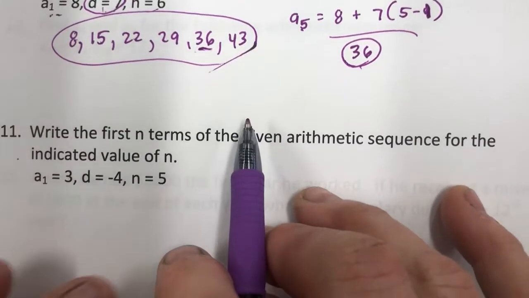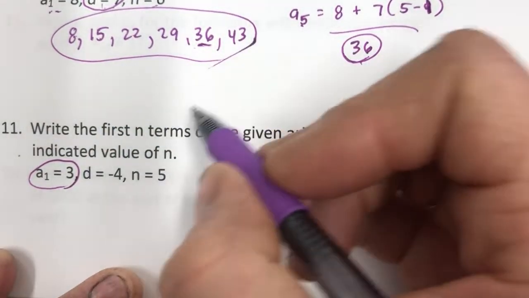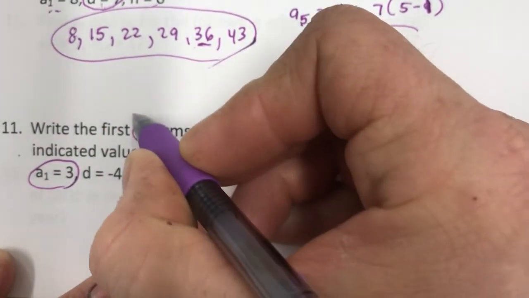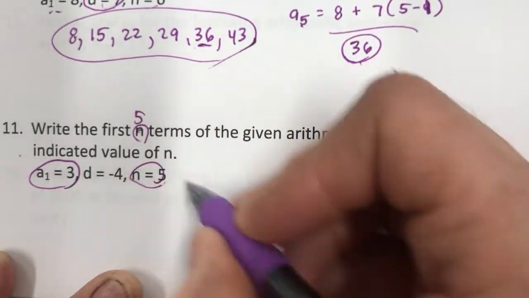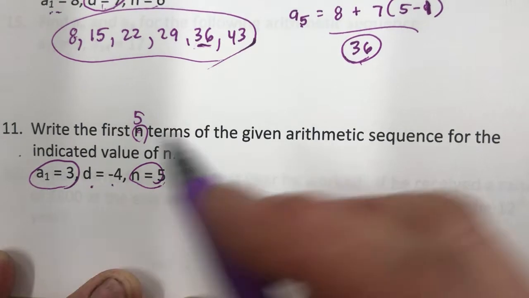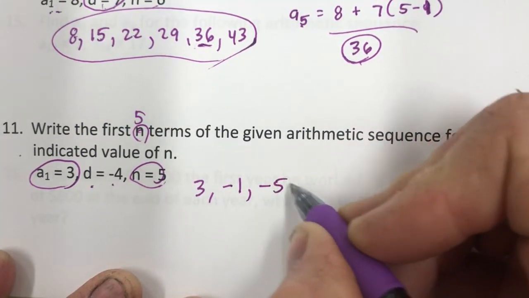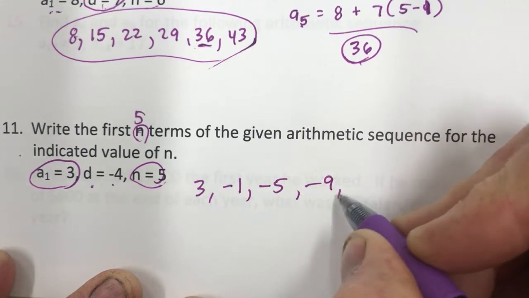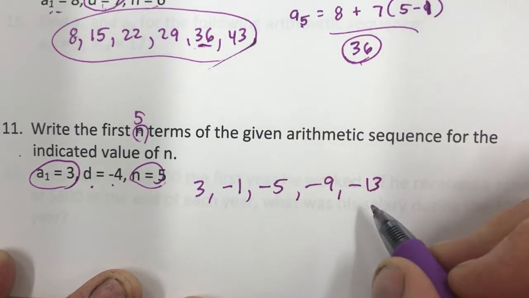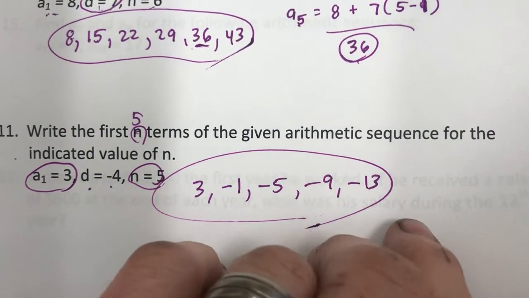But on this type, when a sub 1 is 3, it says find the first n terms, where n is 5, so find the first 5 terms. So there's the first one. My common difference is negative 4, so if I add negative 4 to that, I get negative 1. Add negative 4 to that, negative 5. Add negative 4 there, and add negative 4 again. And there are my first 5 terms.